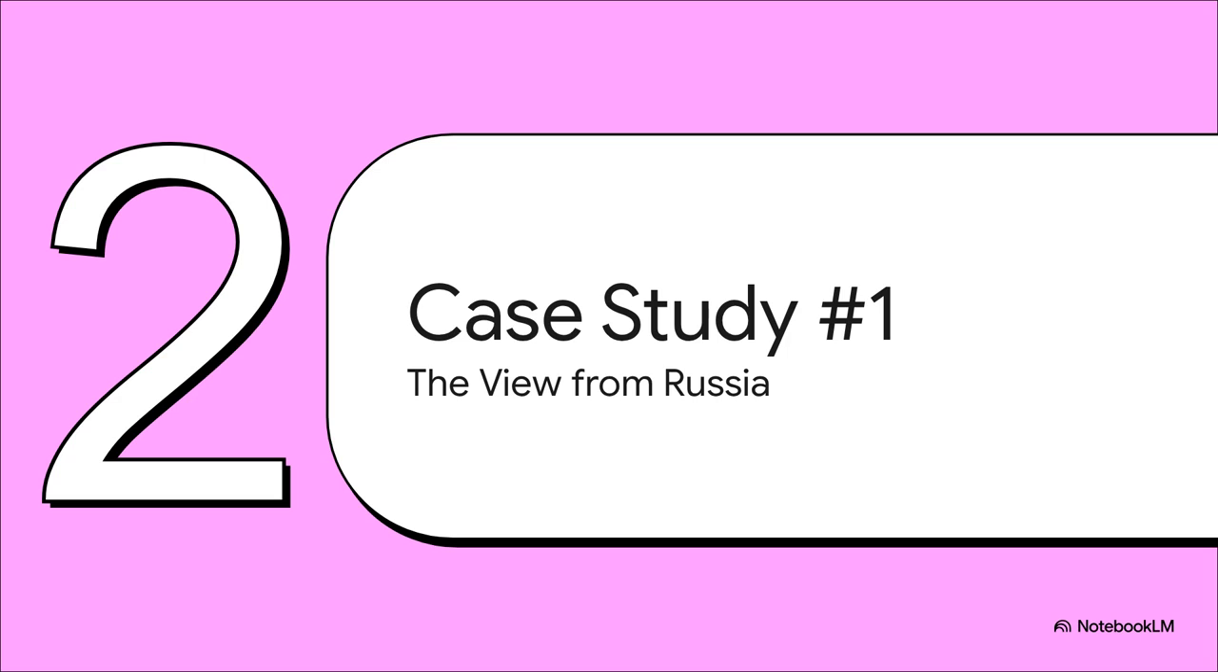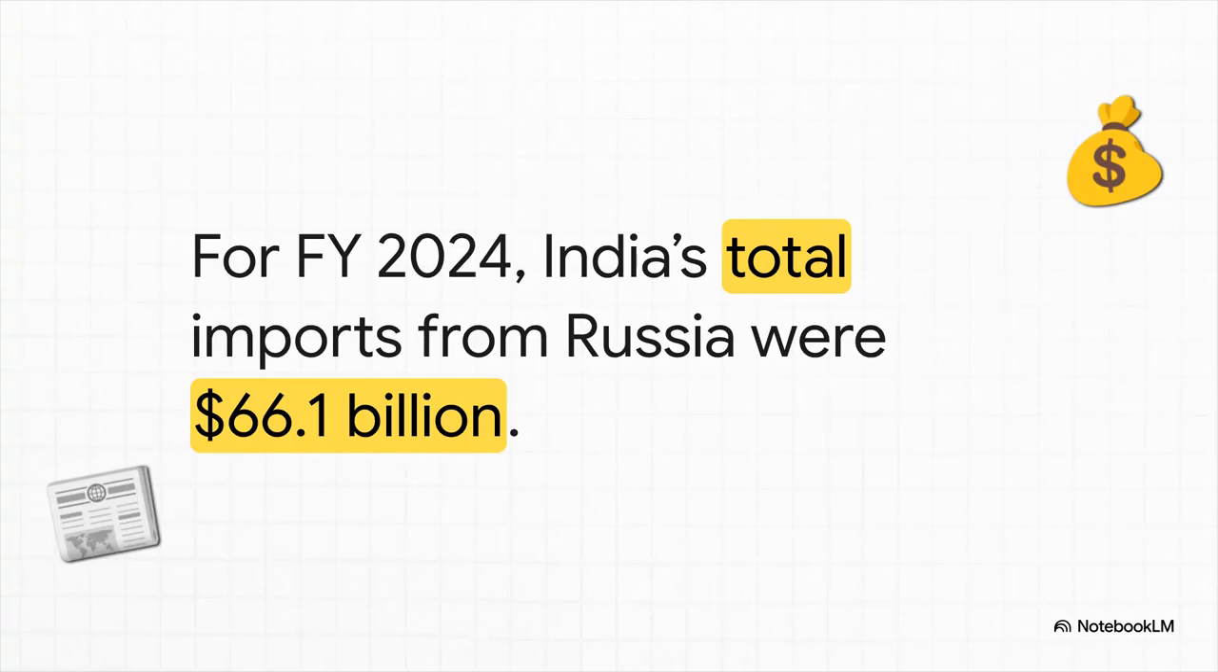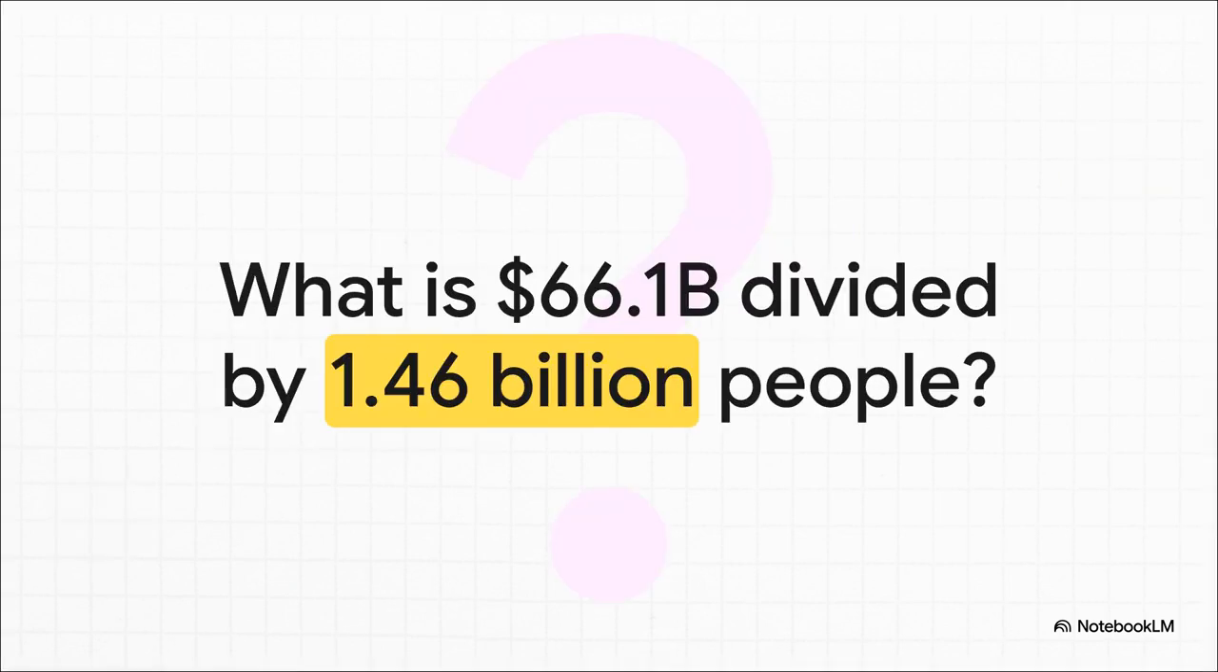Okay, so now that we've got the concept down, let's apply this per capita lens to some real-world data. We'll start with the view from Russia. So, here's that big headline number again, $66.1 billion. This is the figure that you always see, the one that frames the entire conversation around India's economic relationship with Russia. But now, we know better, don't we? We know to ask the next question. What does this number actually look like when you divide it by India's enormous population of nearly 1.5 billion people? What's the real value per person?